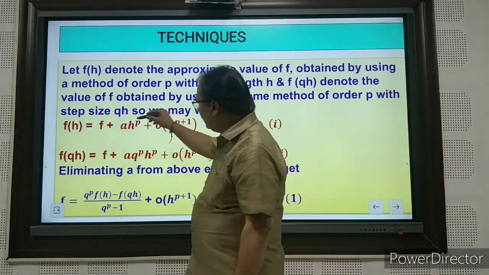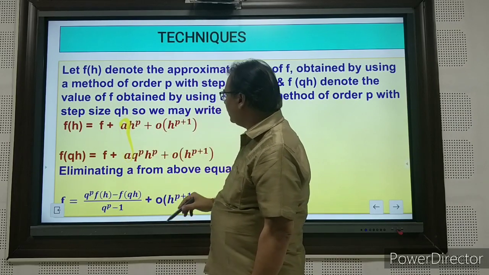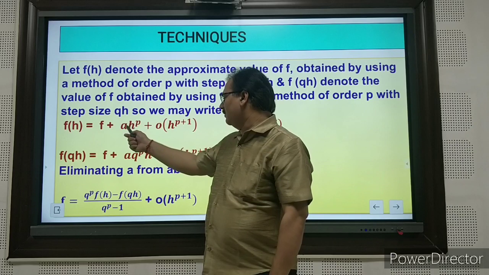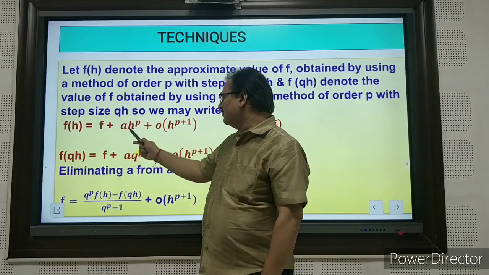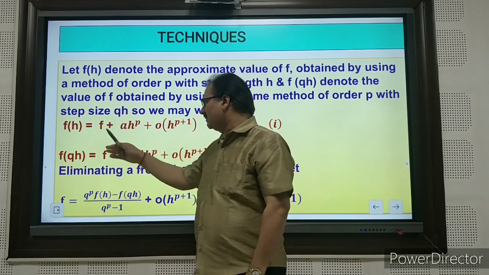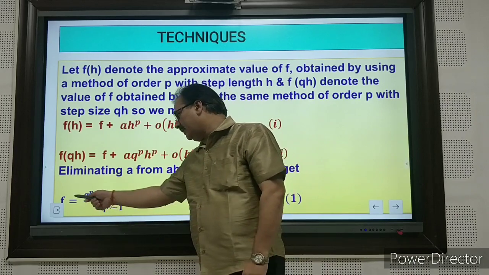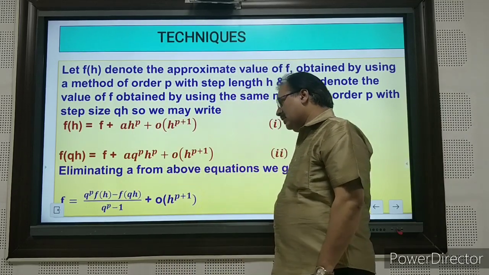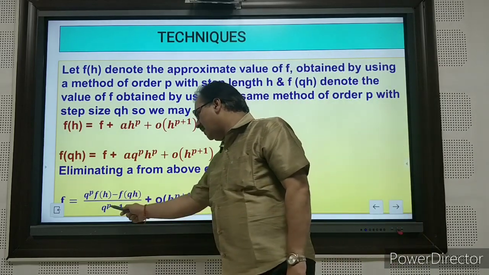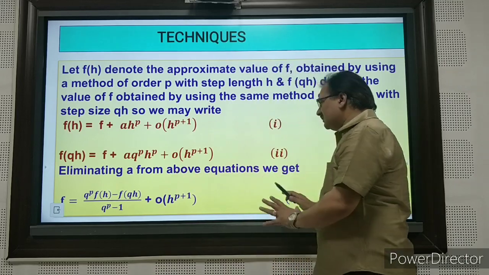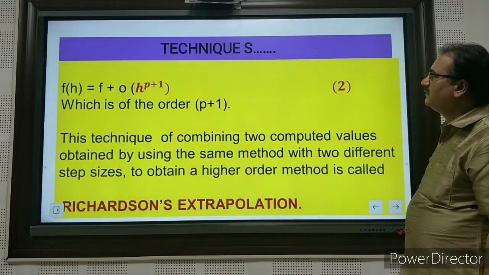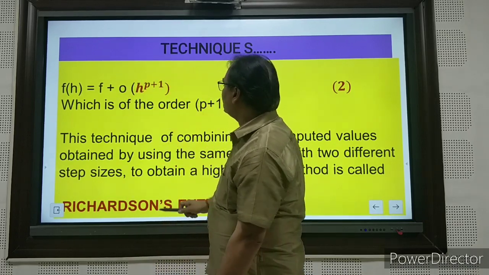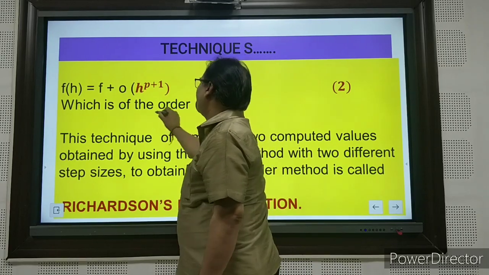Now you may eliminate this a from both the equations, and how you can eliminate it is quite easy. Just multiply equation 1 by q^p. After multiplying and the simple elimination method, on simplification you will get f is equal to (q^p f_h minus f_qh) divided by (q^p minus 1) plus higher order terms. So this equation we obtain using these assumptions and technique. In a nutshell, it means the error is of order p plus 1.